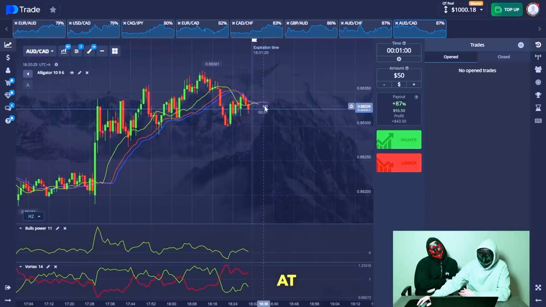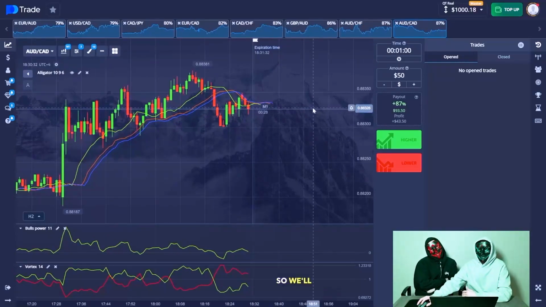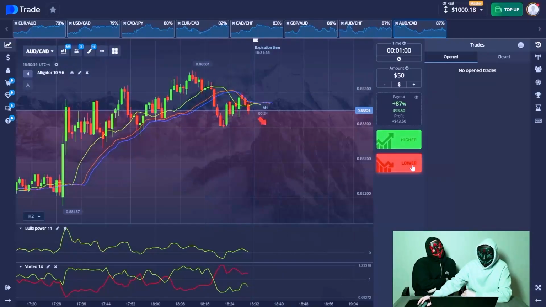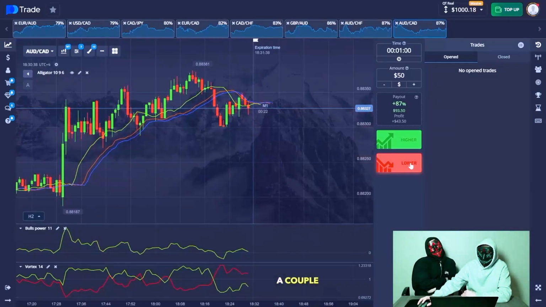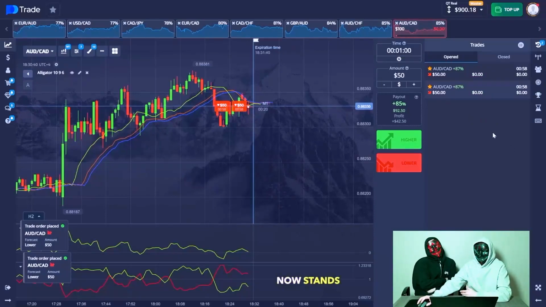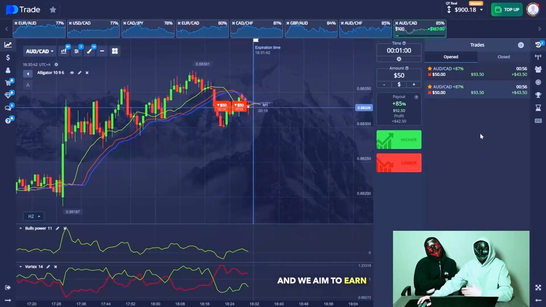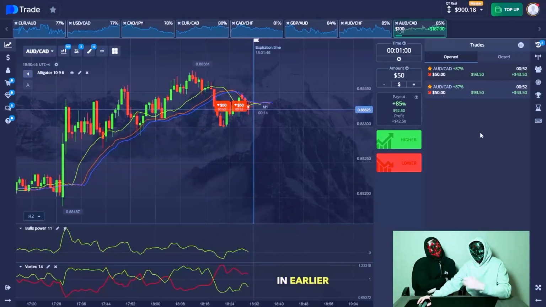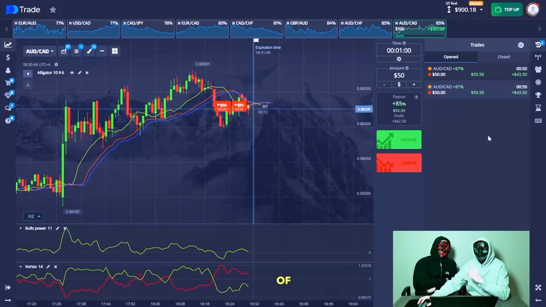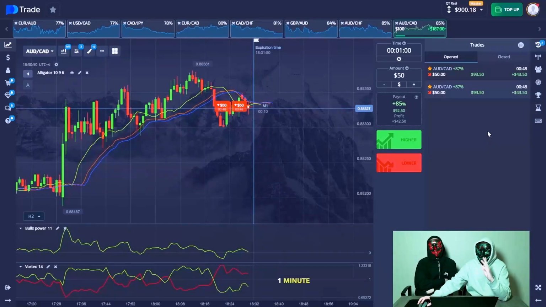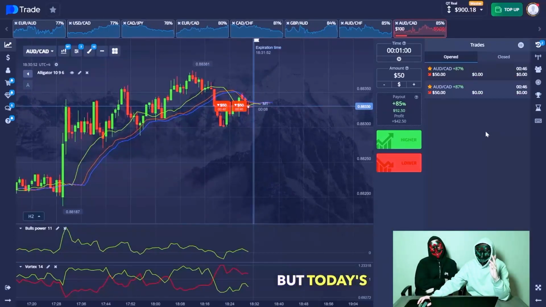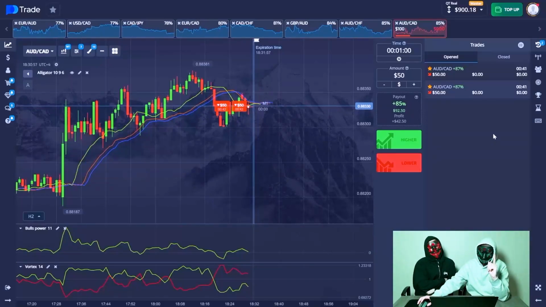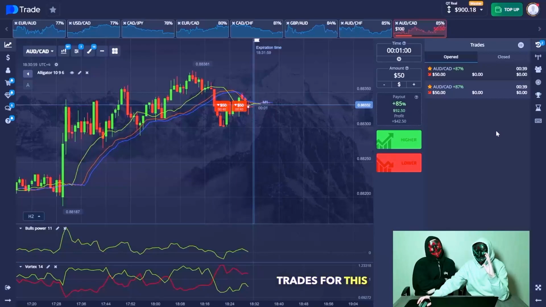We understand that at present the trend is downward, so we'll accordingly open downward. We'll promptly open a couple of trades because our balance now stands at $10 and we aim to earn a good amount of money from this. In earlier videos we used time frames of 1 minute and 3 seconds, 1 minute and 4 seconds, but today's strategy is specifically for precisely 1 minute. We'll strictly open trades for this duration.